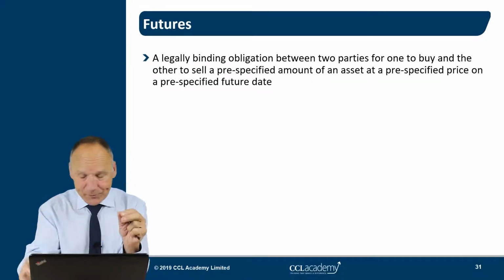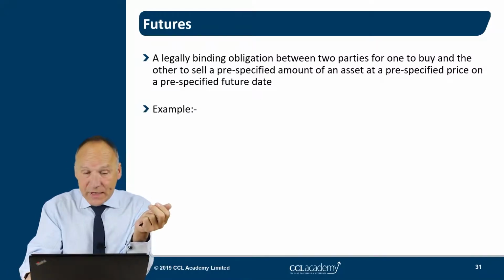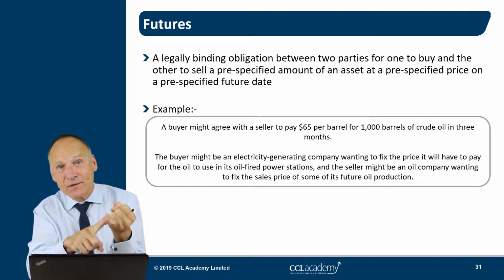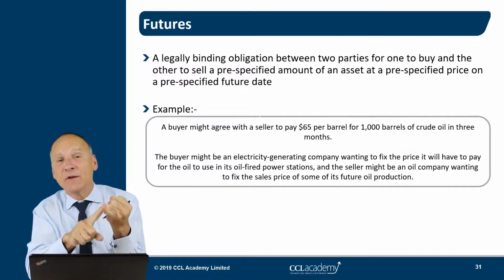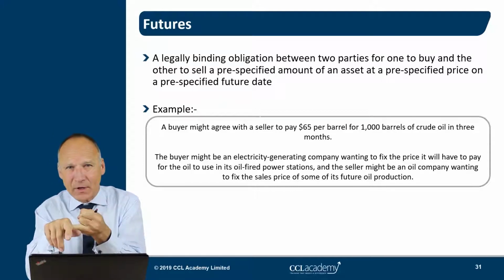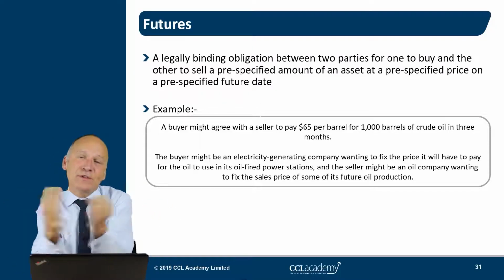So that's the idea. So what we've got is a simple example. The buyer is agreeing to buy 1,000 barrels of Brent crude oil for $65 a barrel in 3 months' time from a seller. Now, who is the buyer likely to be?